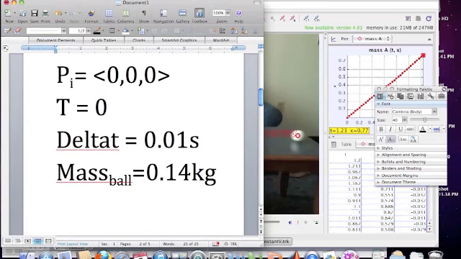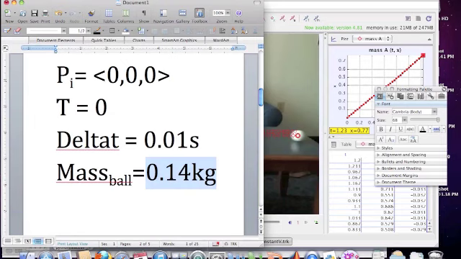Time can also be set at 0. We must choose a delta t, or a change in time, a time step, for our observations. Delta t must be very small so that our predictions may be most accurate. For this, we chose 0.01 seconds. We must also know the mass of the ball to be 0.14 kilograms, which can be found on Wikipedia.